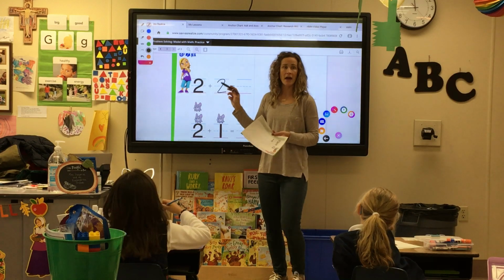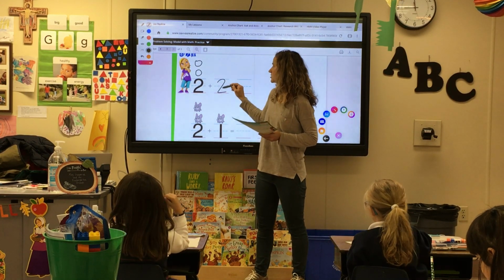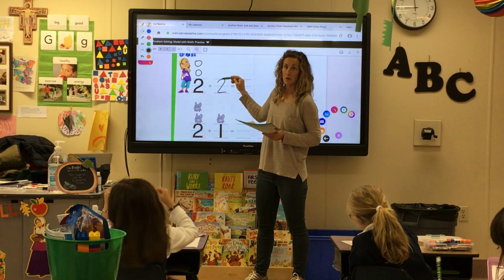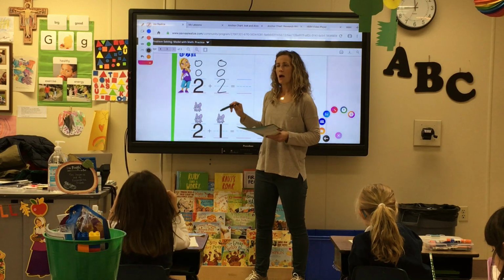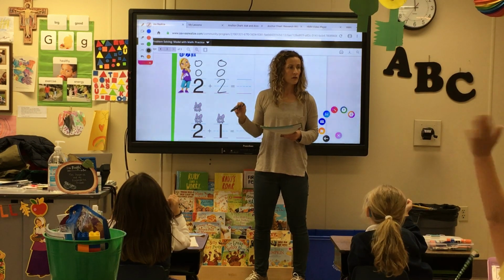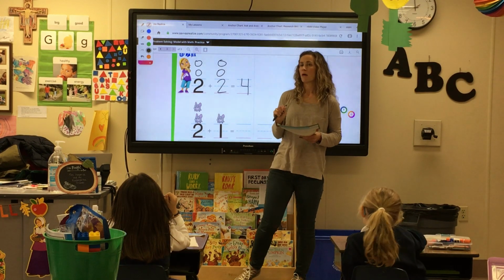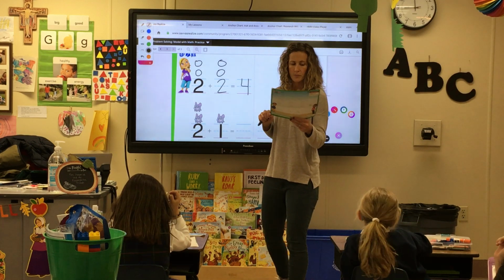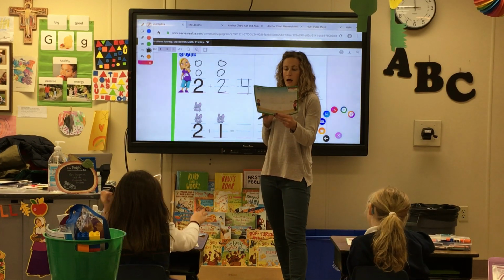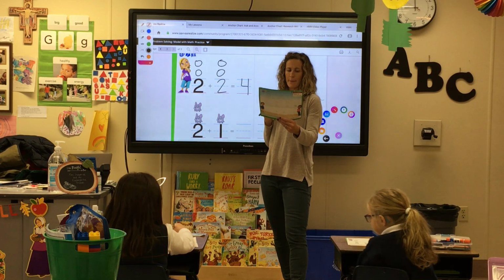So let's draw quick counters to go with it. Ready? So we have 1, 2. So what number is going to go above this 2? 2 again. 1, 2. So how many is that all together, Olivia? 4. Very good. So 2 plus 2 equals 4. All right. So it says, what can you answer? How many rabbits joined the group?